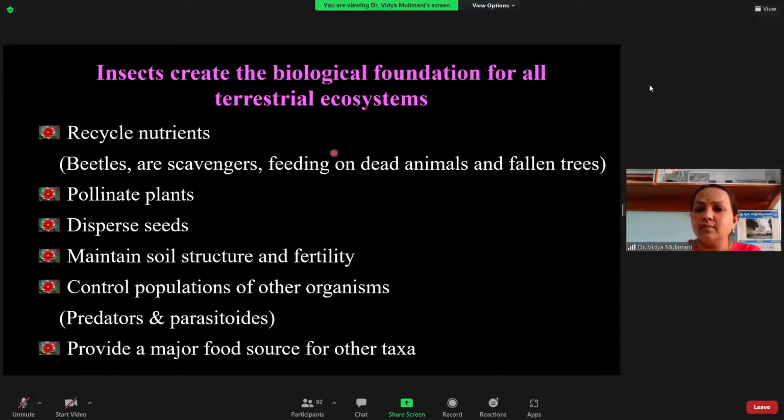Next, I will deal with this: insects create the biological foundation for all terrestrial ecosystems. You know that any place you go, you have insects. Any crop you take, you have insects.